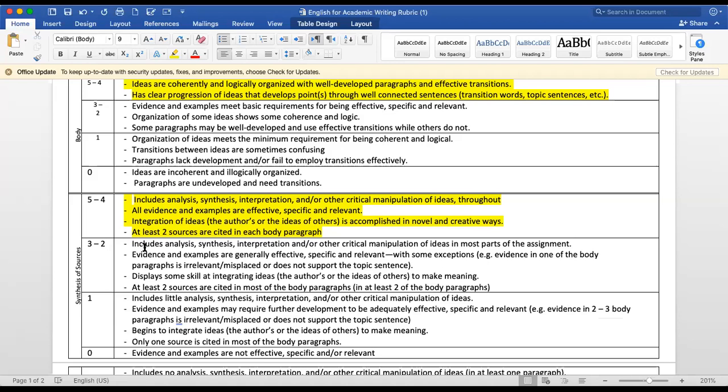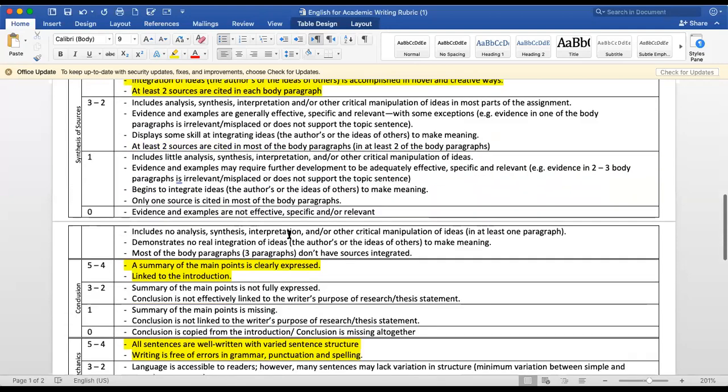All evidence and examples are effective, specific, and relevant. Integration of ideas, the authors or the ideas of others, is accomplished in novel and creative ways. At least 2 sources are cited in each body paragraph. So you are using more than 1 source, but you are not just throwing them in the paragraph. No, they are part of the paragraph itself.